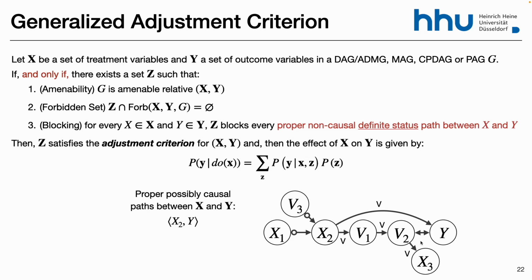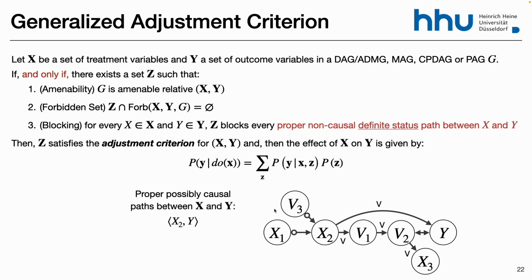Between x2 and y, it has to be directed. So this is not directed, but then there's only the edge, and the only path, x2 and y, has a visible edge. So it's fine for amenability. It's kind of helpful for the forbidden set as well.